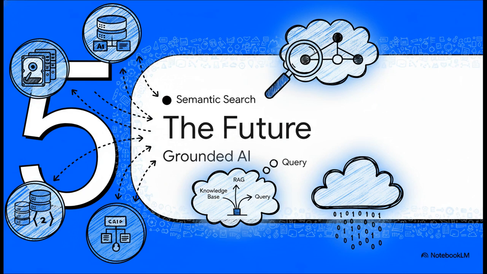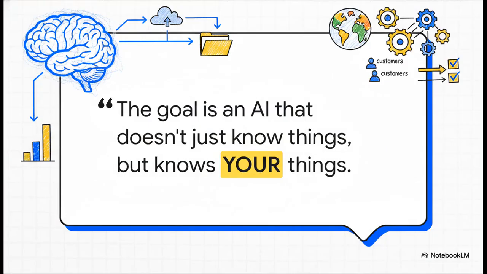So when you put all these pieces together, the data stores, the semantic search, the RAG framework, what you see is a really clear vision for where AI is headed inside of companies. The whole point of all this isn't just to have a smart AI. It's to have an AI that is deeply, factually grounded in your organization's unique knowledge. It's an AI that doesn't just know about the world. It knows about your world, your projects, your customers, your data.